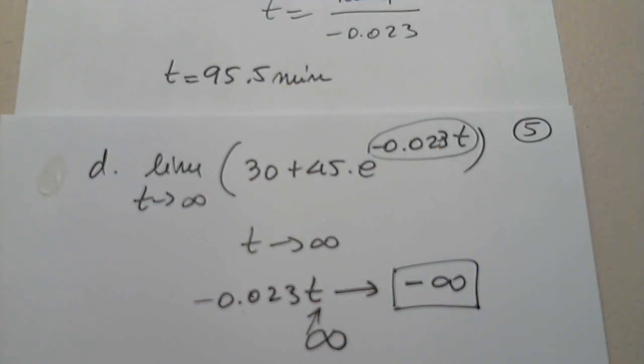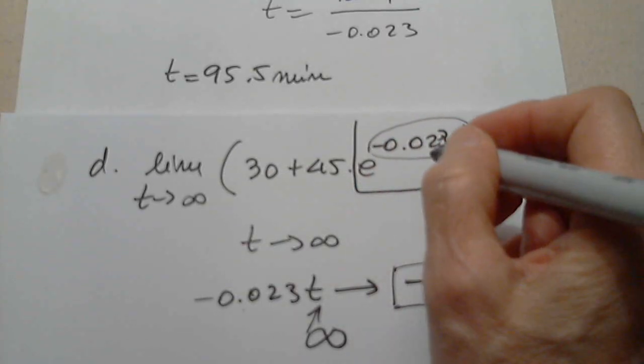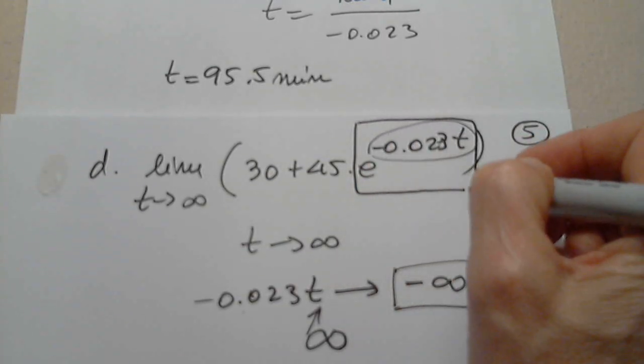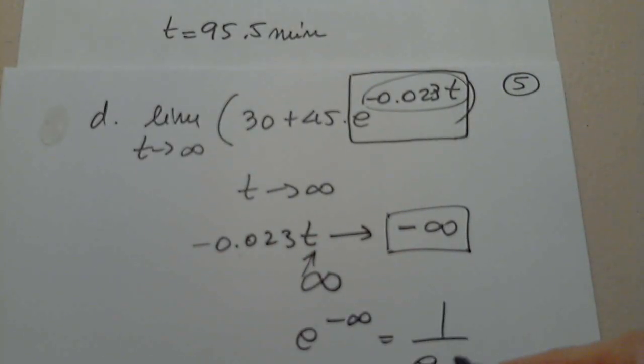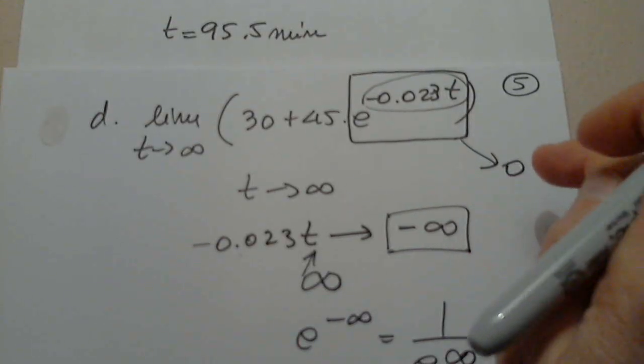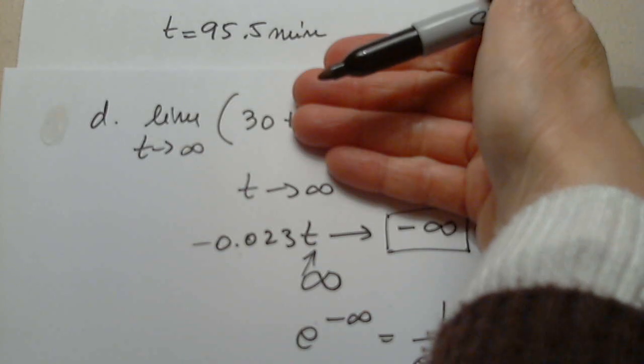It's a tiny number, but it doesn't matter. Negative, any number, small or big, times infinity is negative infinity. Now, we're talking about this piece. So we're talking about e to negative infinity, which is 1 over e to infinity, which indeed approaches 0, because I divide a small number by a huge number. We discussed that in the previous chapter. So this approaches 0. 0 times 45 will approach 0, so the limit is 30.